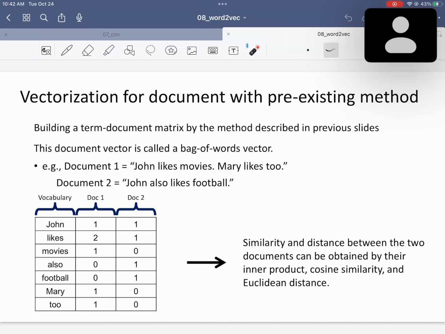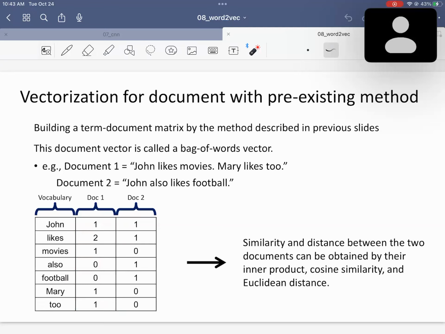So in document 1, John occurs once. In document 2, John occurs once. In document 1, likes occurs twice, and in document 2, likes occurs only once, and so on and so forth. So you have all the numbers, the frequency of each word that occurs in each document. Then this will be your document representation vector: a 7-dimensional vector. We only use a 7-dimensional vector here because the number of unique words in this entire document set, which only consists of 2 documents, is 7.